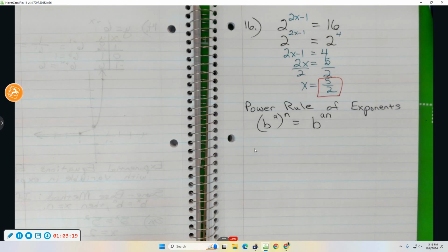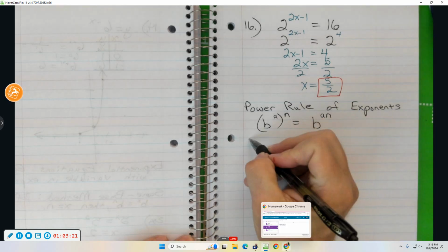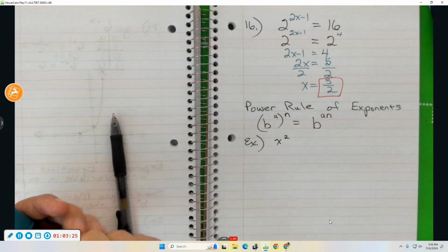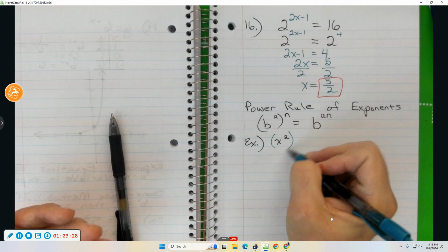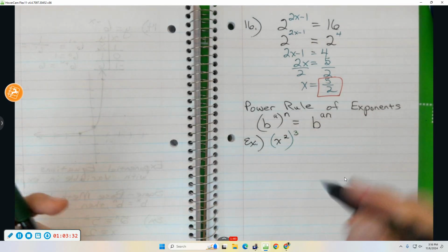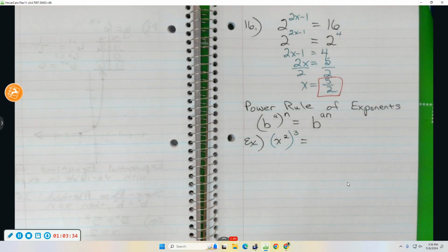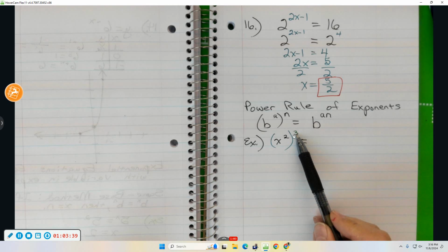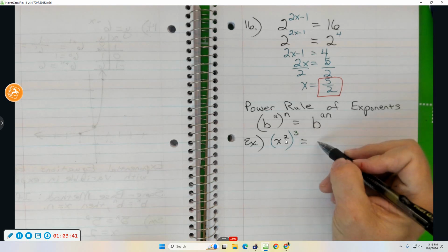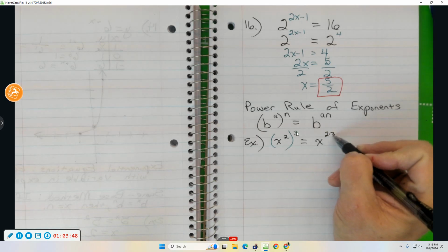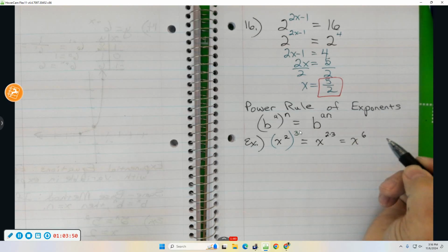How about x squared cubed? For example, x squared all cubed. Well, using this property, power raised to a power, you multiply. That means we have how many factors of x? X to the 6th, 2 times 3, so that's x to the 6th.